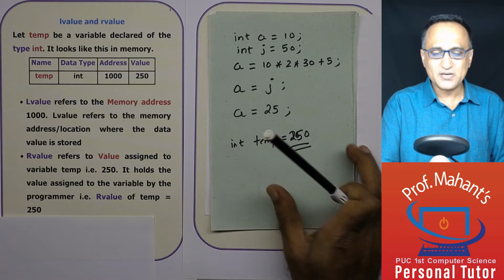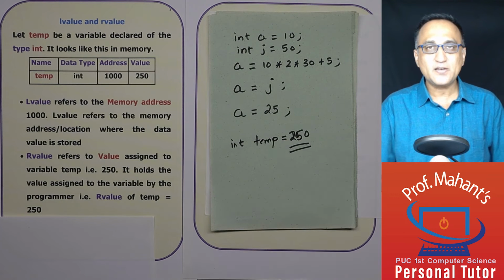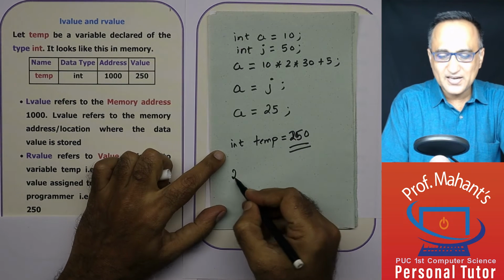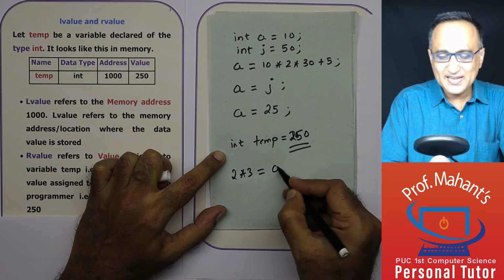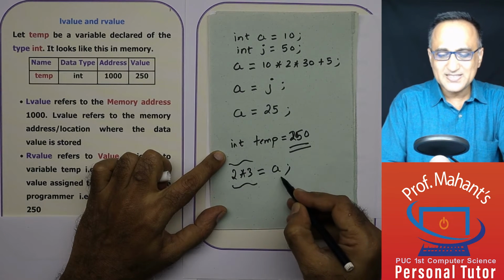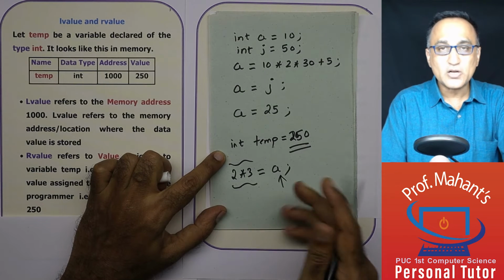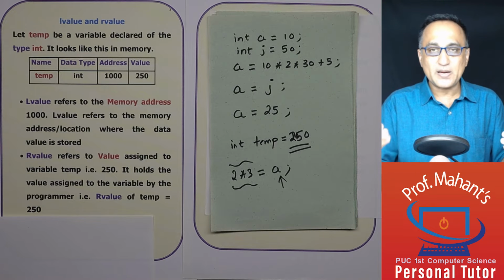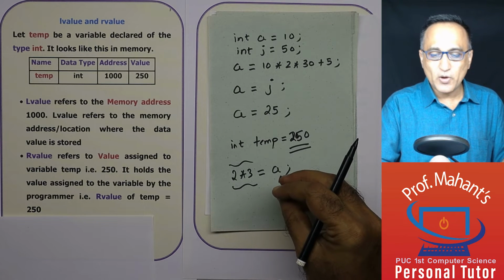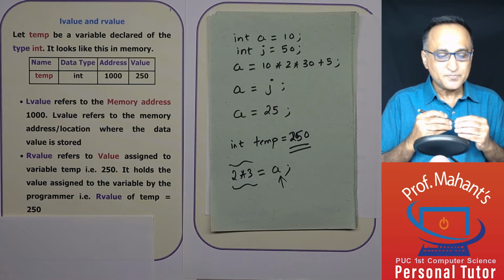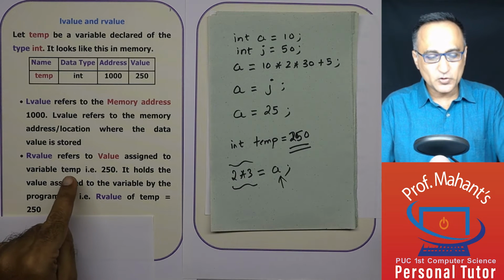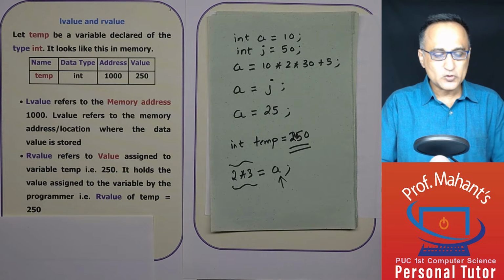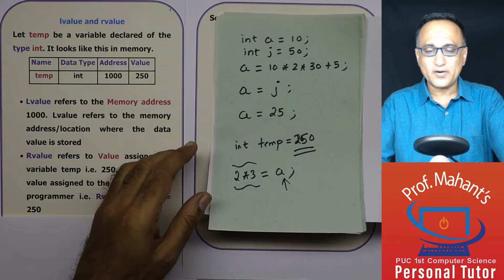On the left side of an assignment statement, this is an example of an assignment statement, the left side must always be a memory location. You can't do something like this. You can't say 2 into 3 is assigned A. This is meaningless because A is a memory location. This fellow is not a memory location. This is a calculation being done in the program. It is not any memory location. So you can't take the value of A and give it to 2 into 3. So R value refers to the value that is going to be assigned to temp. In this case, it is 250. All right. So R value of temp is going to be equal to 250.